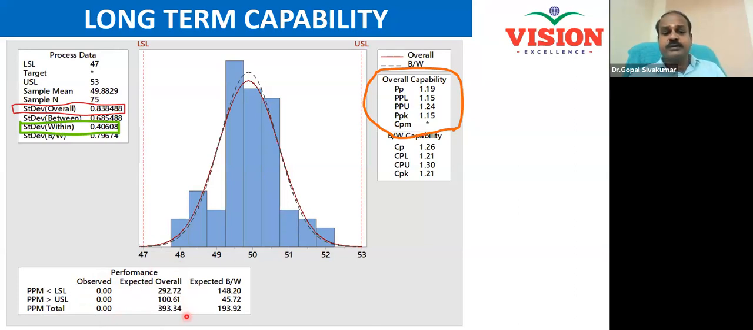394. Out of the 394, almost 293 are happening beyond LSL on the left side, because your process is slightly shifted, right? That's the thing. See here, your overall standard deviation, and within standard deviation. This is what we manually calculated. In the same manner, there are methods by which you can calculate this also.